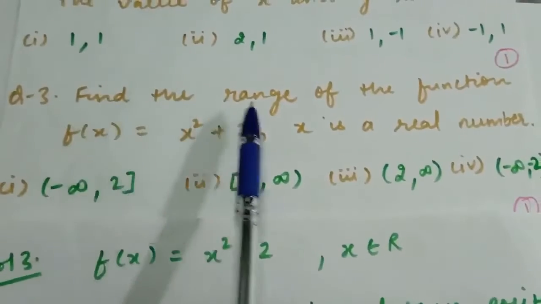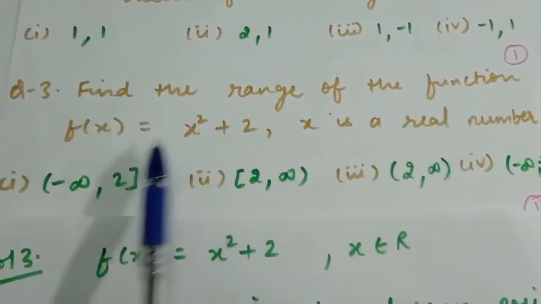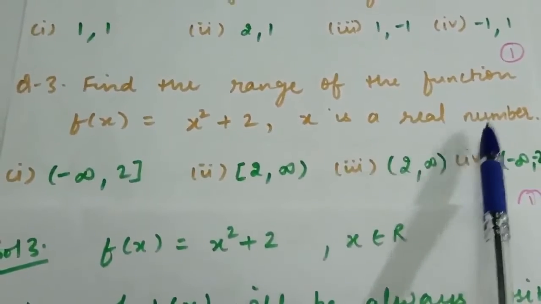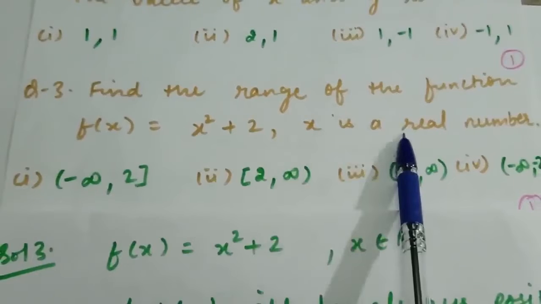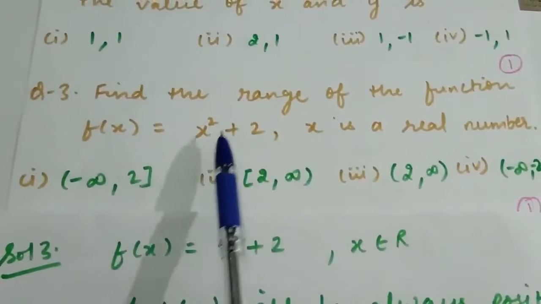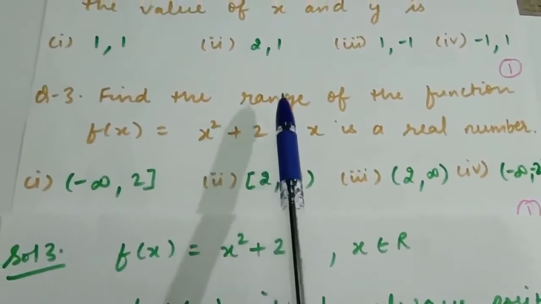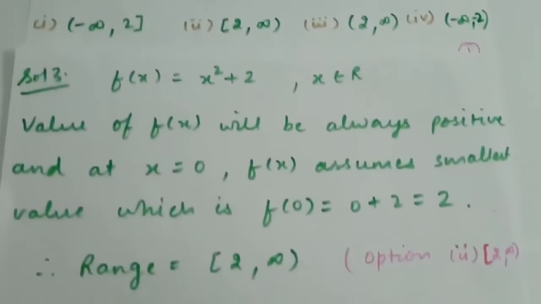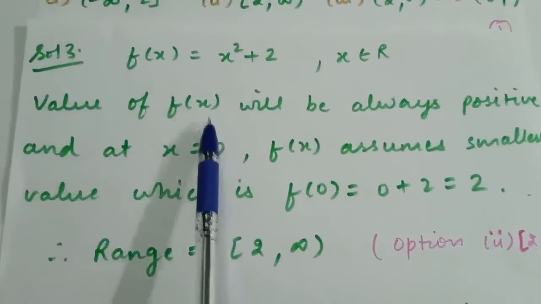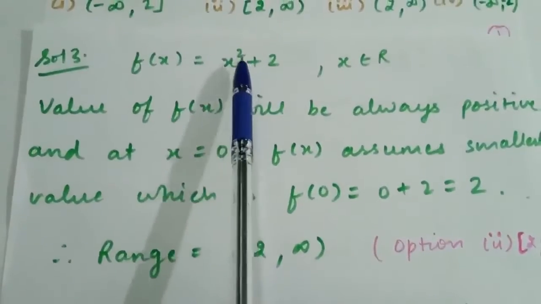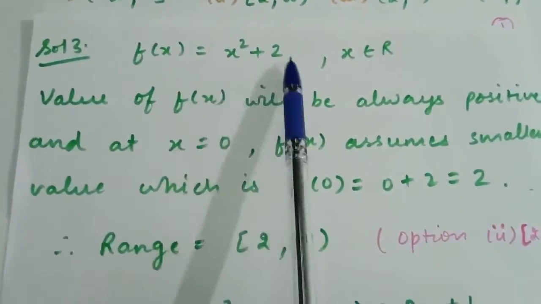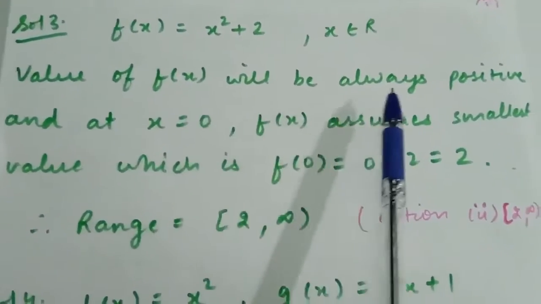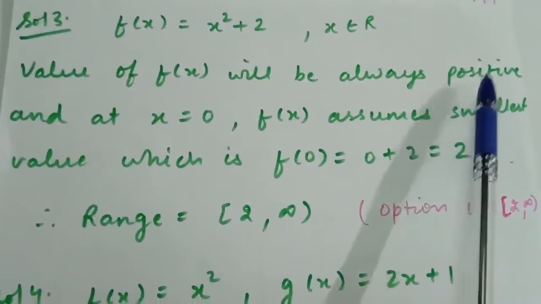Question third, find the range of the function f(x) is equal to x square plus 2. X is a real number. So x belongs to the set of real numbers. And function is f(x) is equal to x square plus 2, we have to find the range of the function. So f(x) is x square plus 2. Now value of f(x), as we can see, x square will be a positive number. Plus 2 will also be a positive value. So value of f(x) will be always positive.